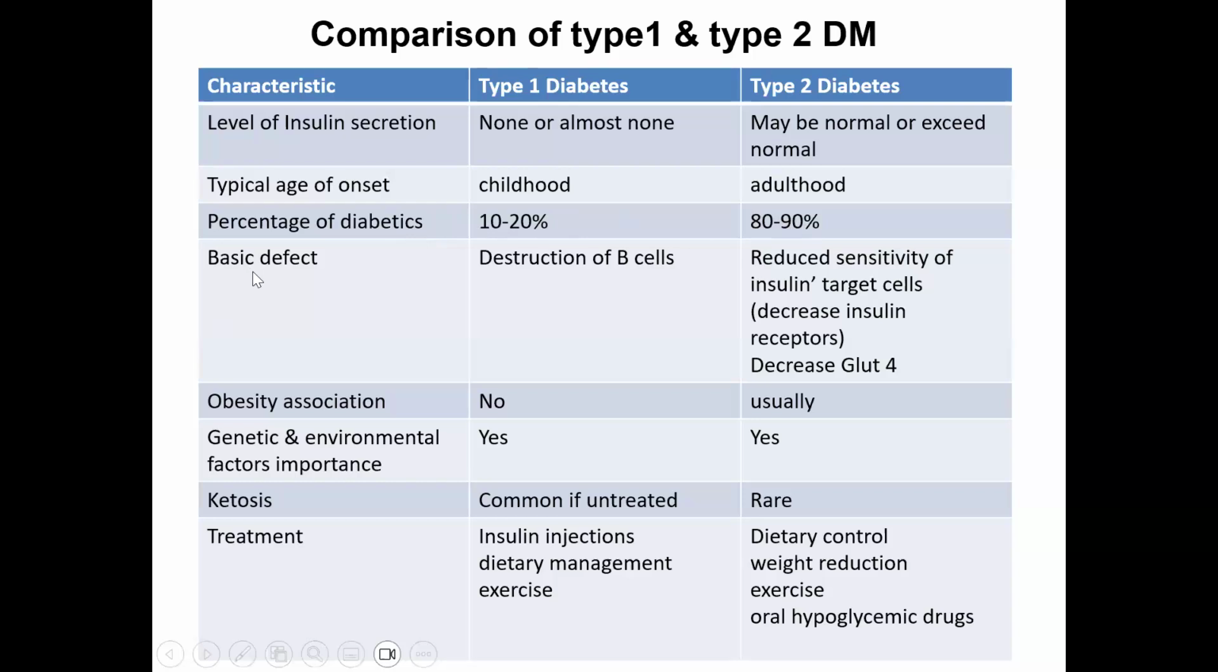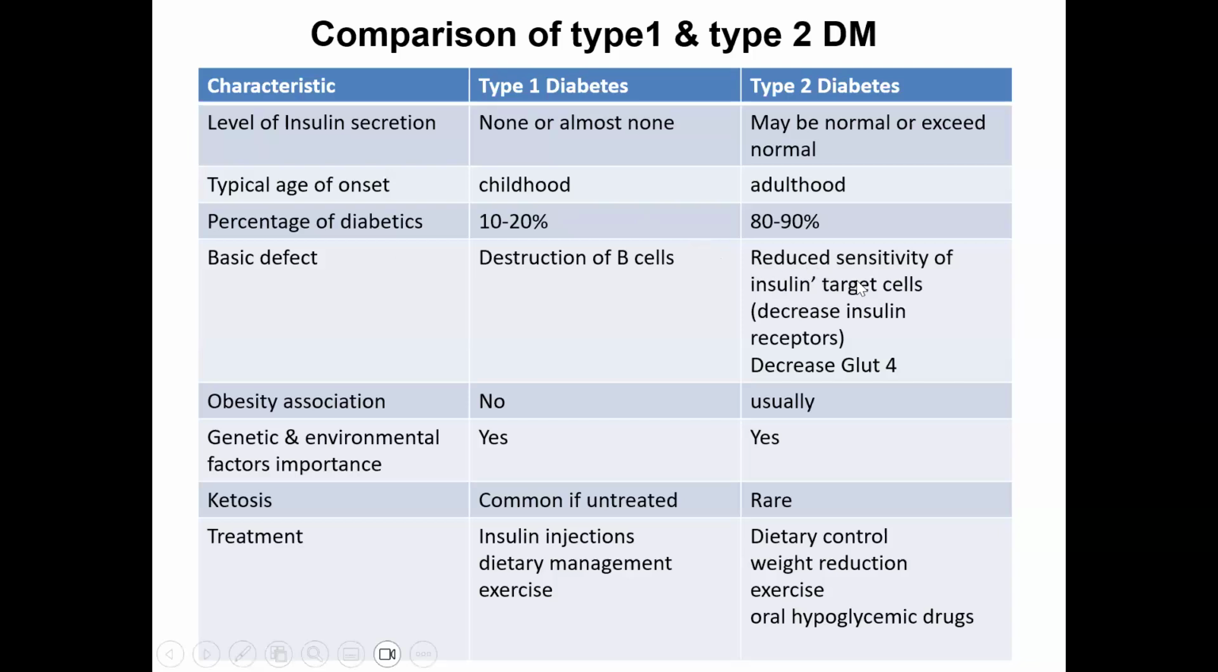Then basic defect, or what is the basic problem. In type 1, the problem is the destruction of the beta cells. Pancreatic beta cells have been destroyed, so they are unable to secrete the insulin. As a result, the blood glucose levels are high.